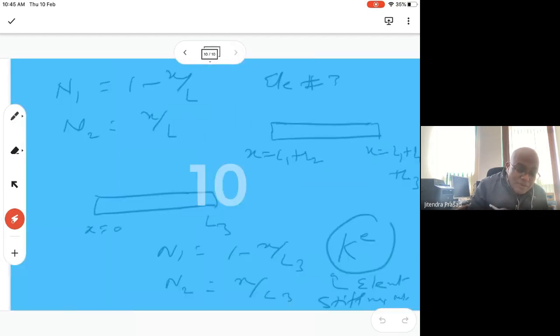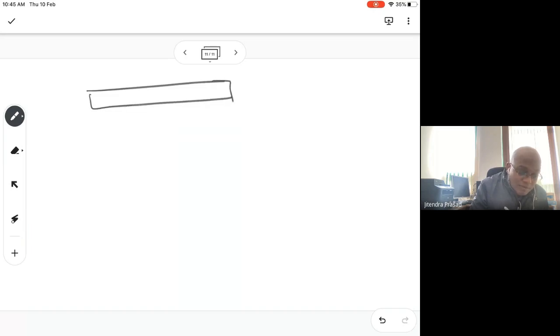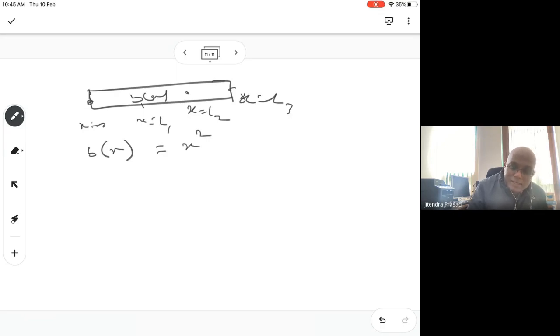Only when you have bx, like let us say in this problem you have bx also given, and you have element number 1, x equal to 0, x equal to L1, x equal to L2, x equal to L3. Now if bx is given equal to x square, let us say, then you have to be careful there, because when you change the axis, make sure that bx is also converted into that. So we will come back to that later.